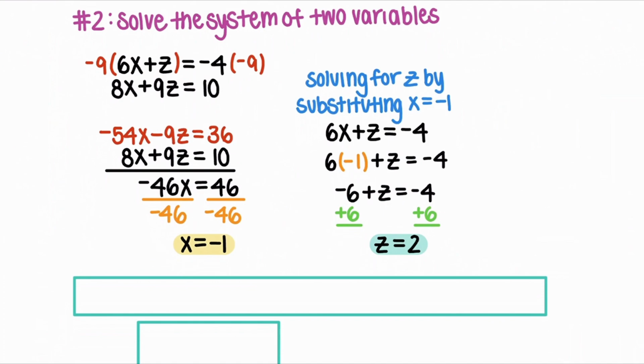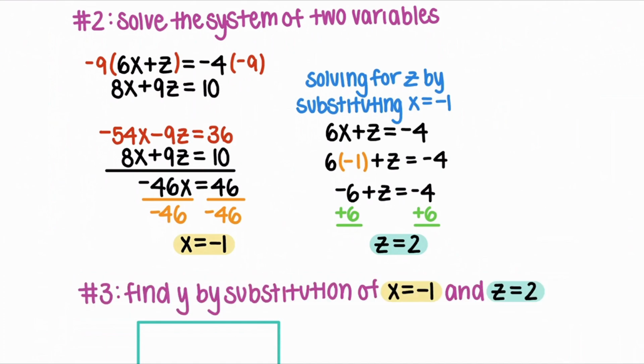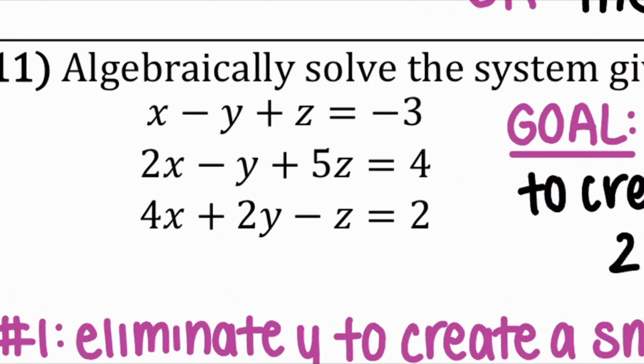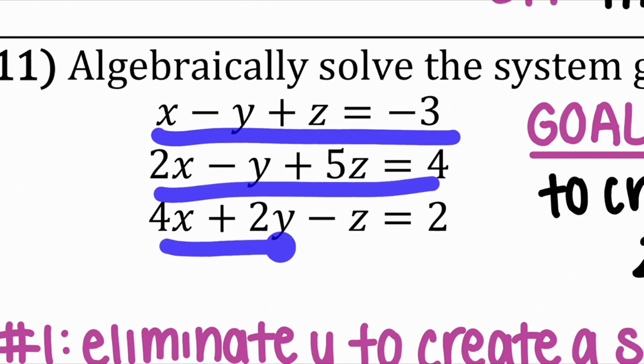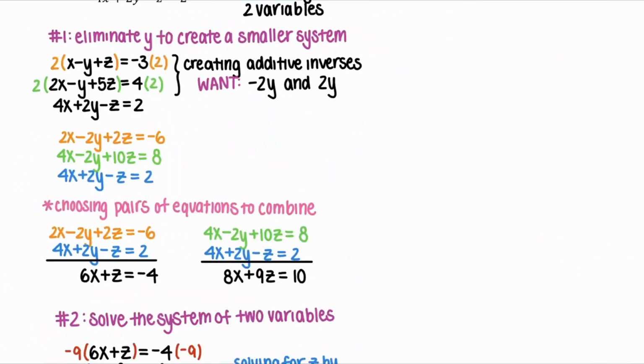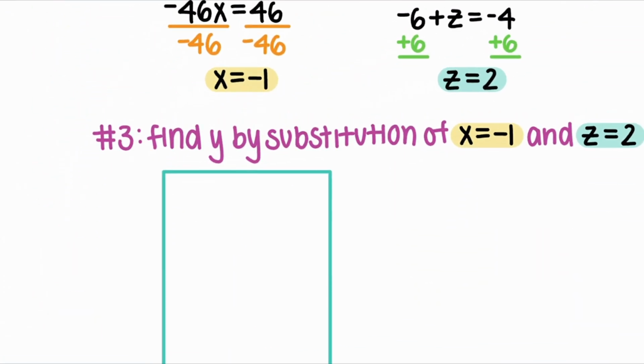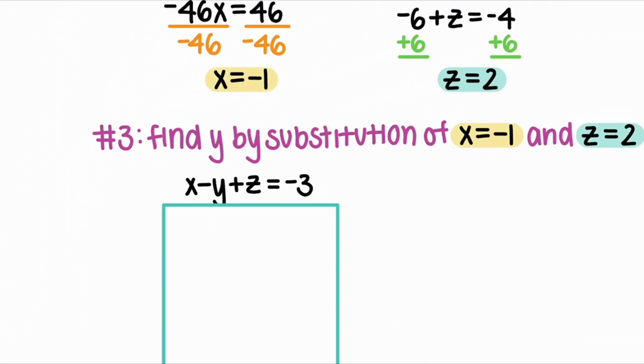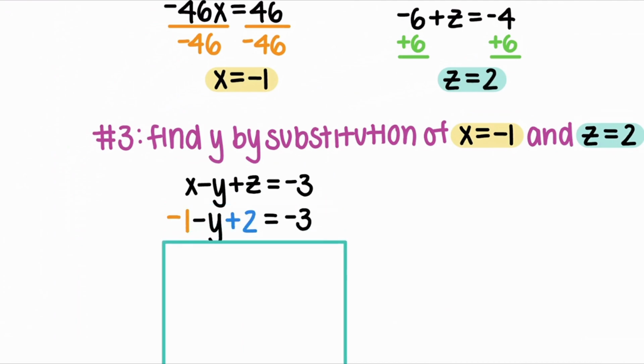Yay. Alright, so we're almost done because, once again, the goal of the entire problem is to find the value of x, y, and z. Since we already know the value of x and z, at this point, all we got to do is to find y by substituting in the two values that we know. And so this is where we can go back to our original three equations, and we can choose any one of them to solve for or substitute into. And so from here, I'm going to just choose the first one because it looks easier. So we have -1 minus y plus 2 is equal to -3.